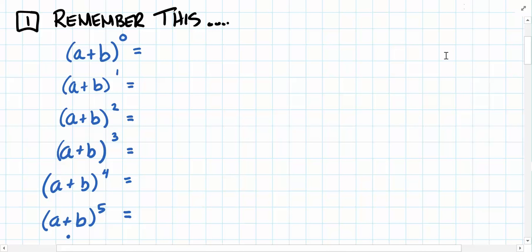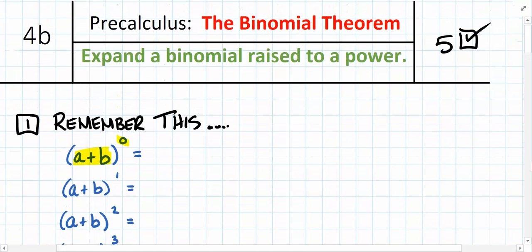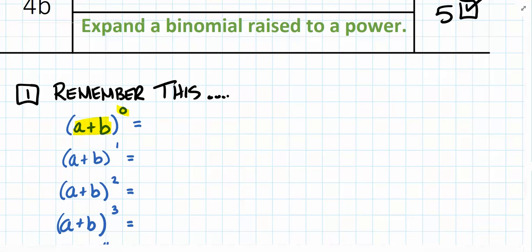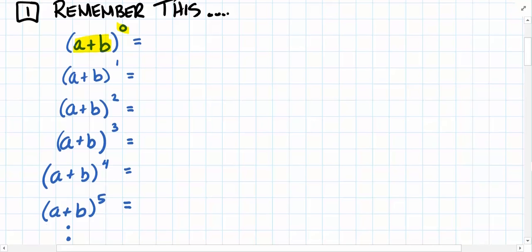Okay, box number 1. I wonder if you remember how to raise a binomial to a power. Now remember, a binomial is just an expression that has 2 terms, like a plus b. That's a binomial. And we're raising the entire expression to an exponent. That's what this lesson is all about: expanding a binomial raised to a power. Okay, so here we go.